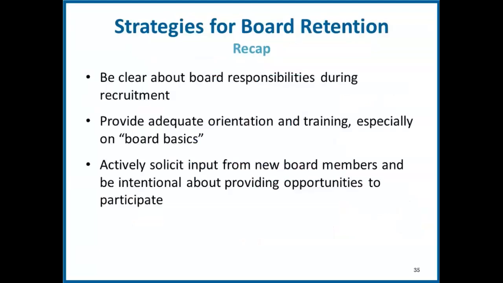So, strategies for board retention, a recap on this. Make sure you're clear about board responsibilities during recruitment. Make sure you're providing adequate orientation and training, especially on those board basics. And then make sure you're actively soliciting input from new members and being intentional about providing opportunities to participate. So having those good discussions one-on-one can really help to get that input going over time as well.